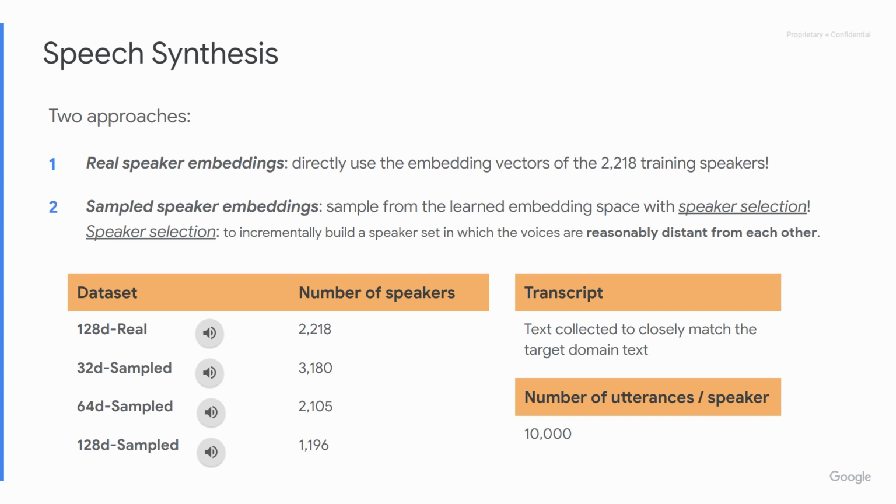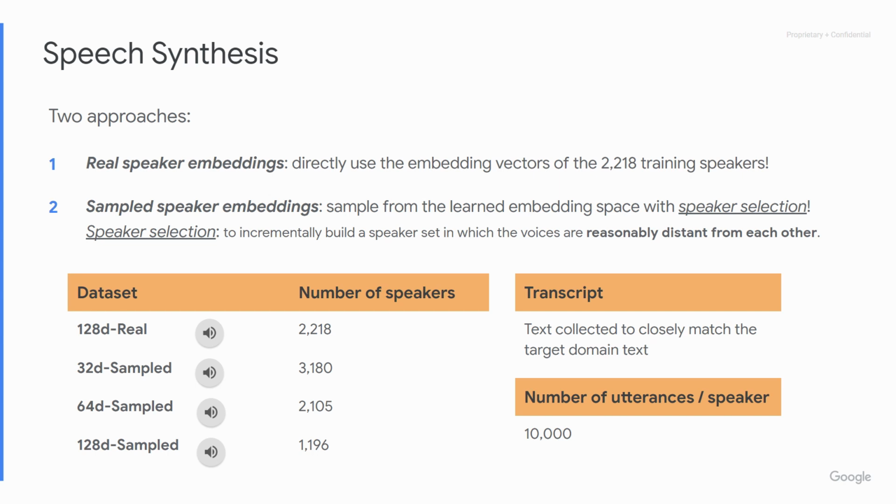On the other hand, there is another approach. Instead of using real speaker embeddings, we fit a mixture of 3 full covariance Gaussians to the set of training speaker embedding vectors, and then draw samples from the Gaussian mixture model. This allows us to extract as many voices as needed. However, there is a catch here. If we sample hundreds of thousands of speaker embeddings from this learned space, there will be a ton of embedding vectors which are really close to each other. As a result, the corresponding synthesized voices will be similar as well.